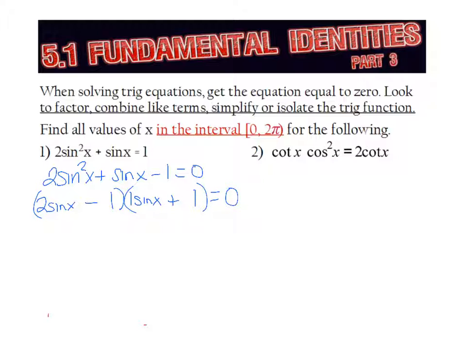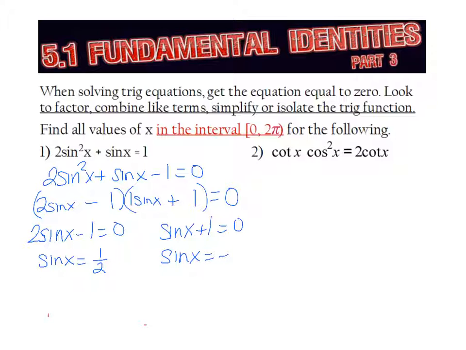Now it equals something. And just like with factoring with a regular x, you're going to set each of these equal to 0 and solve them individually. On this one, I'm going to add the 1 and then divide by the 2 and end up with sine x equals 1/2. On the other one, I'll just subtract the 1.